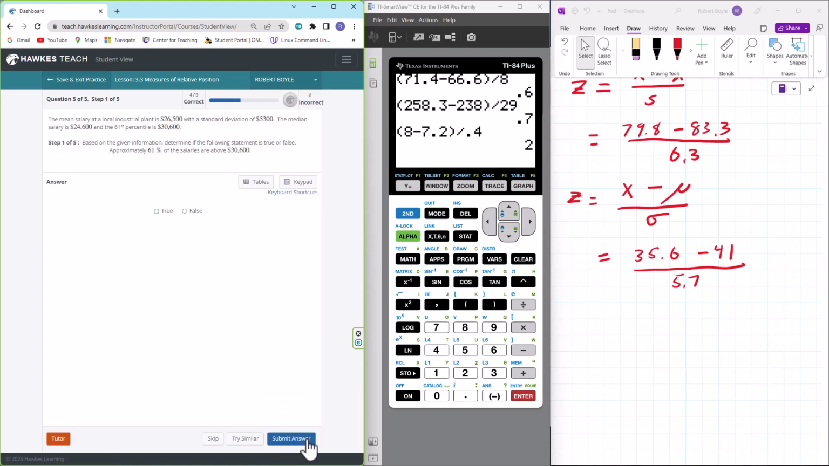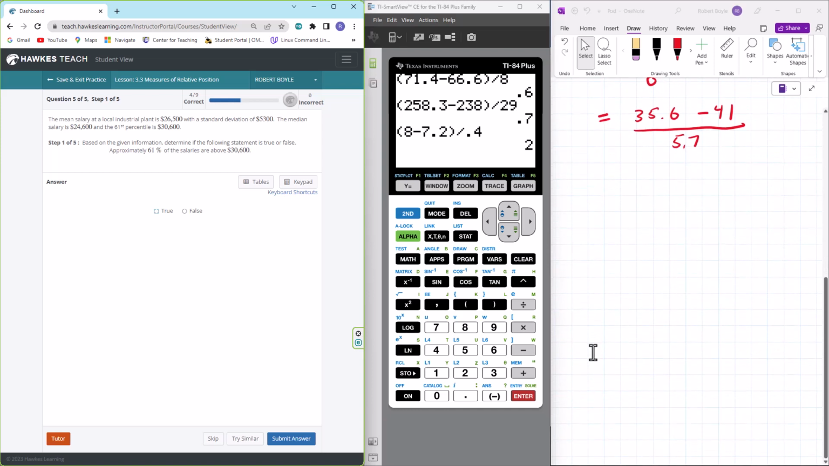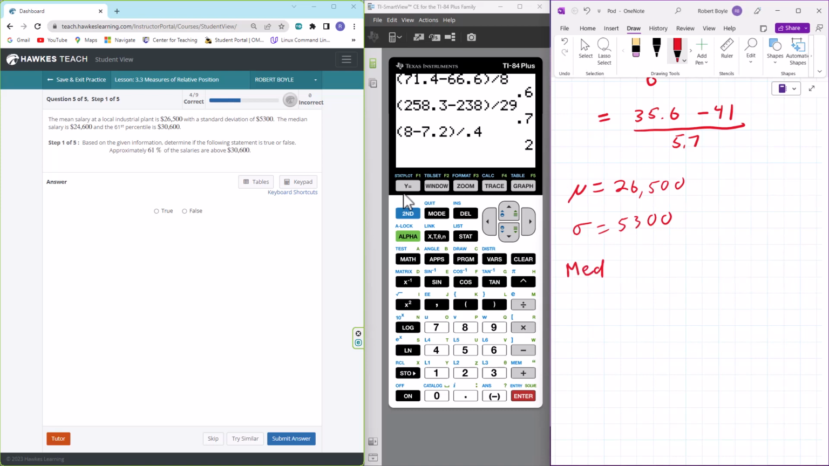Okay, and this brings us to our last problem, which has 5 parts, but it's not really that bad if we pay attention to what's going on here. Okay, the first thing that they tell us is that we have a mean salary of $26,500. I'm going to assume that this is the entire population of the plant. And a standard deviation of $5,300. Okay? We also know that the median is equal to $24,600.